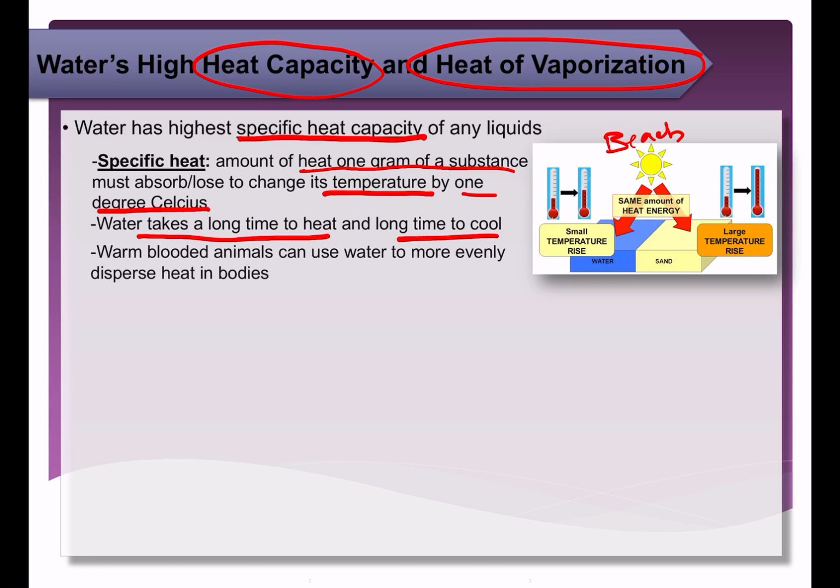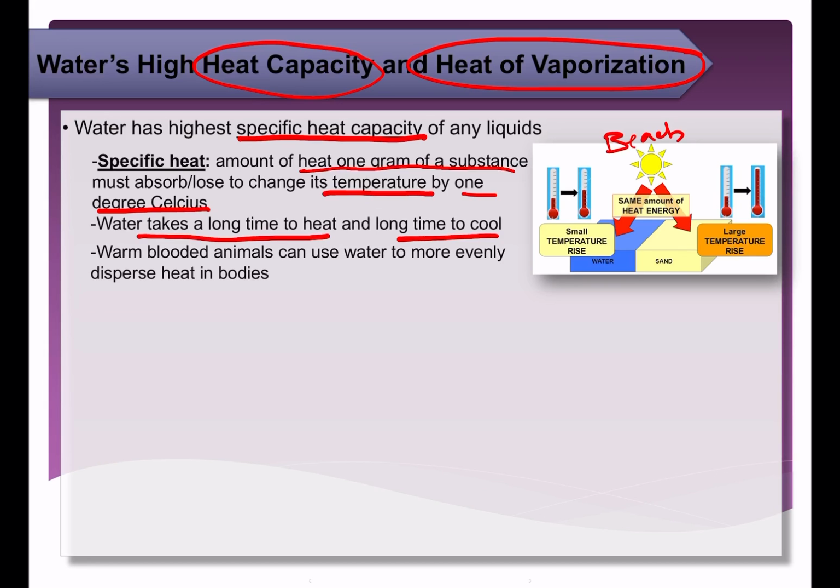We're exposed to the sun all the time, but yet those animals don't die from heat exhaustion or boiling of liquid inside their bodies, because water is a good heat reservoir. It takes a long time before it starts changing the temperature of the body.